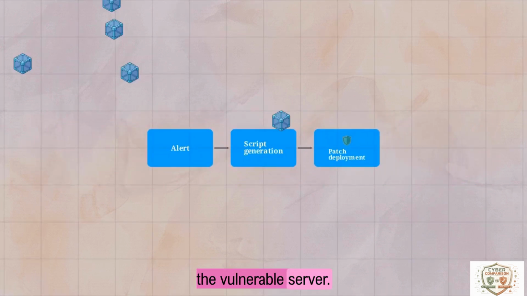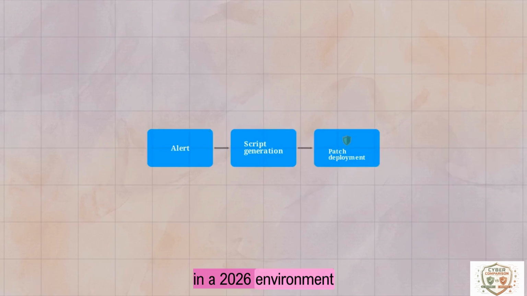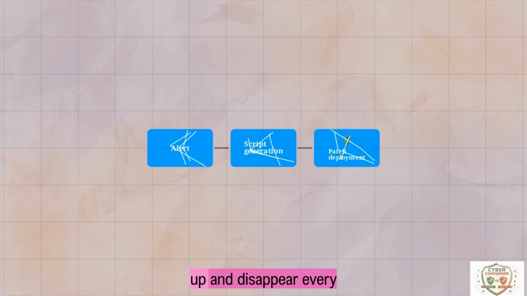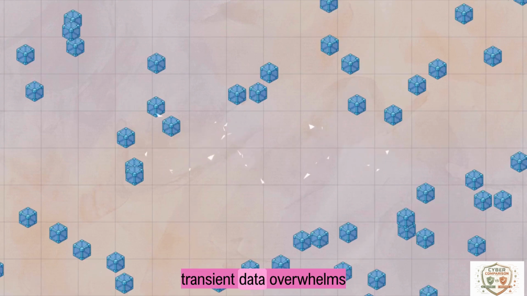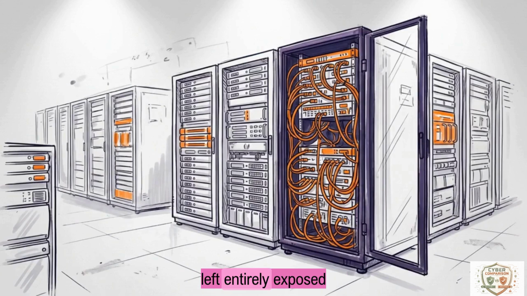But watch what happens to this linear loop in a 2026 environment running on ephemeral workloads. When hundreds of temporary server nodes rapidly spin up and disappear every minute, the sheer volume of transient data overwhelms the rigid three-step process. The system literally fractures under the scale. Because legacy patching moves too slowly to catch temporary assets, enterprise applications are left entirely exposed to lateral movement.